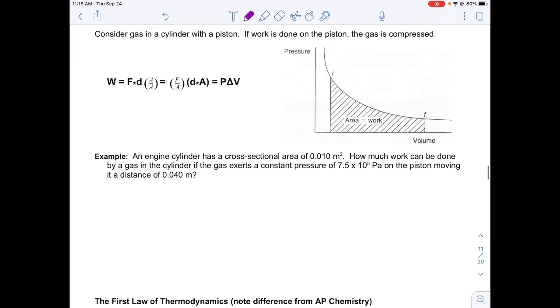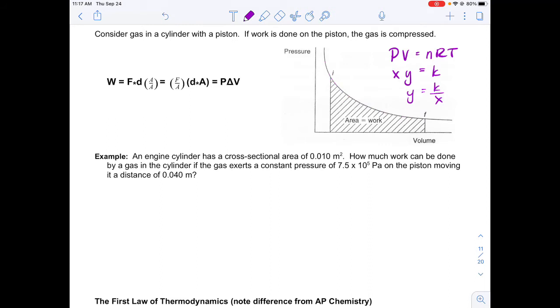If work is done on the piston, then the gas is compressed. Now, again, we know that PV equals nRT, and basically this is an inverse equation. You may recall from algebra, if xy equals a constant, then y equals k over x. That's a hyperbola. That hyperbolic shape is this curve here. Okay, I'm actually going to erase that because it's kind of ugly.